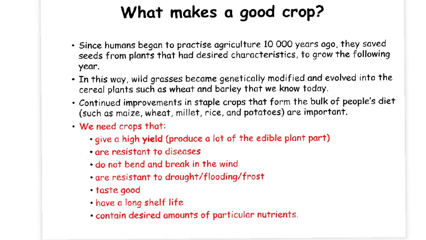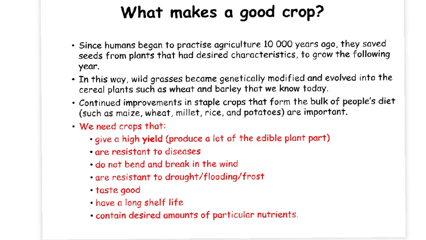Since humans began to practice agriculture 10,000 years ago, they saved seeds from plants that had desired characteristics to grow the following year. In this way, wild grasses became genetically modified and evolved into cereal plants such as wheat and barley that we know today.